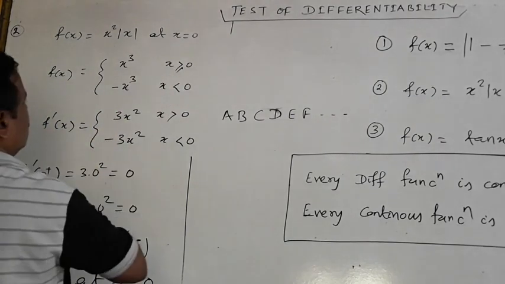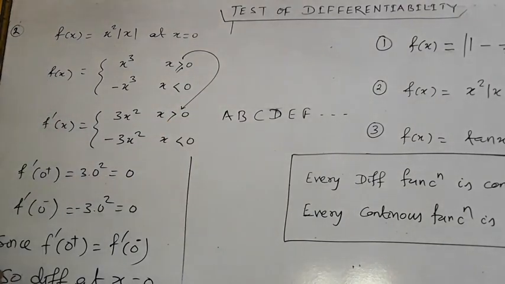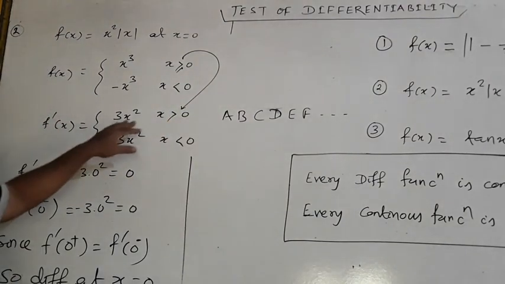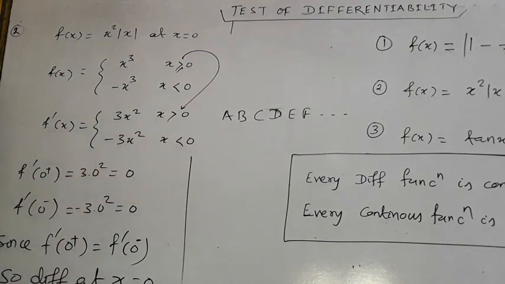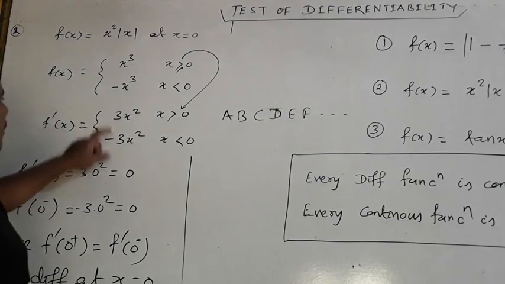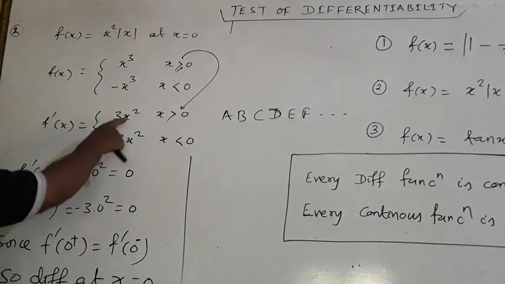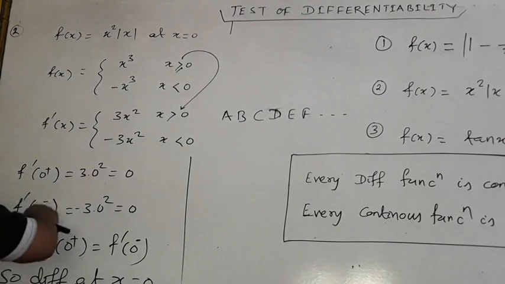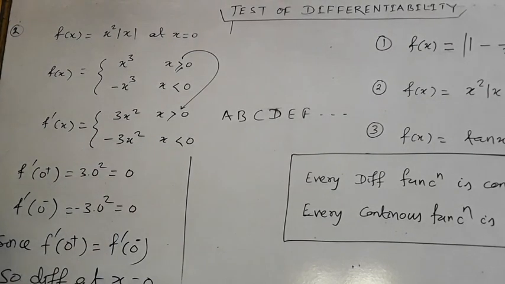But don't put the equal mark here. Okay, it is very important. So f dash x is 3x square for x greater than 0, and minus 3x square for x less than 0. What is f dash 0 plus? You have to put 0 in the upper part or the lower part? In the upper part. As it is given x greater than 0, put x there. You will get 0 as the result. For f dash 0 minus, put x is equal to 0 in the lower part, it becomes 0 here.